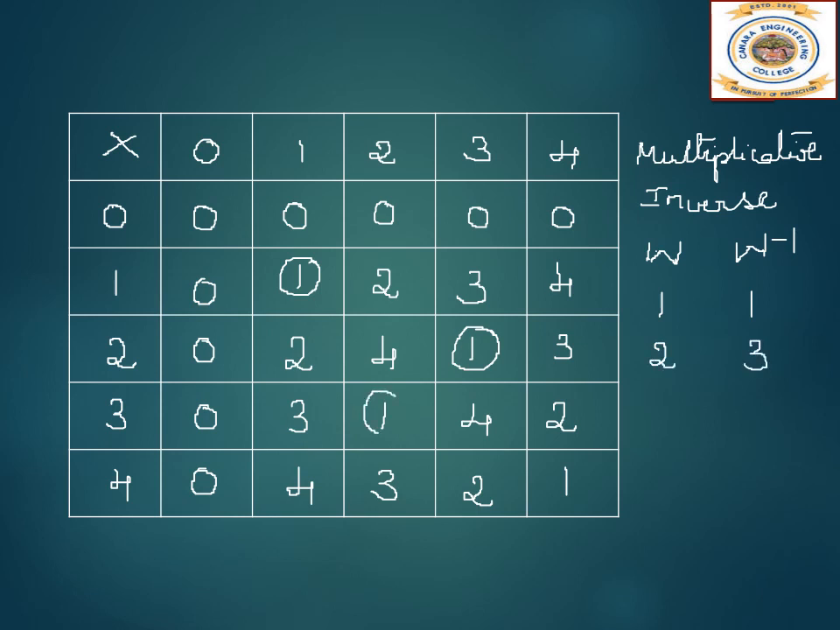For 3, where do I get 1 as the entry? The corresponding entry is 2. So for 3, it is 2. Finally, for 4, we have an entry 1 over here. So for 4, where do we get the entry as 1? When I multiply with 4. So for 4, the multiplicative inverse will be 4. So this is the multiplication table and these are the multiplicative inverses.